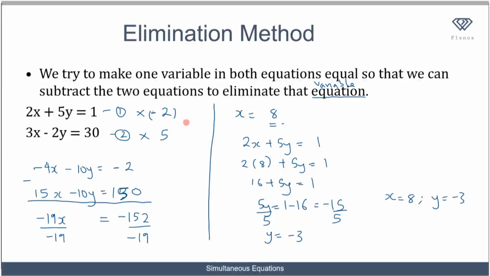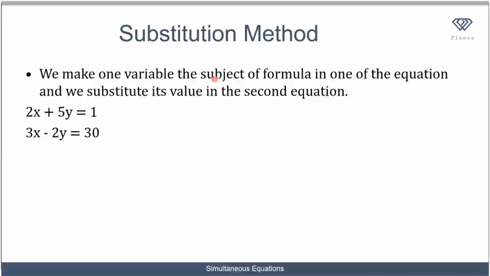So now let's move on to the second method of solving simultaneous equations, which is the substitution method, and this is a fairly straightforward approach. So what are we trying to do? We make one variable the subject of formula in one equation, and we substitute its value into the second equation.